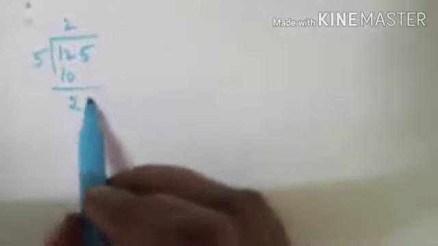125 divided by 5. So here, 2 5s are what? 10. When we subtract, 2 minus 0 is 2, 1 minus 1 is 0. We drop 5 here. So 5 5s are what? 25. Therefore, the answer is 25 km.